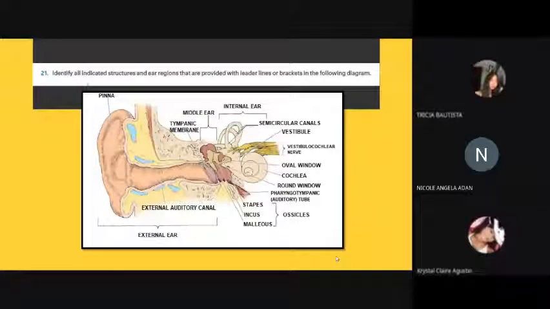Identify all indicated structures and ear ridges that are provided with leader lines or brackets in the following diagram. As you can see in the image, these are the parts of our ear. We have the external ear composed of the pinna, and we can see the tympanic membrane, the internal ear, the semicircular canals, the vestibule, the vestibulocochlear nerve, the oval window, the cochlea, the round window, the pharyngotympanic tube, and the ossicles, which are the stapes, incus, and malleus.